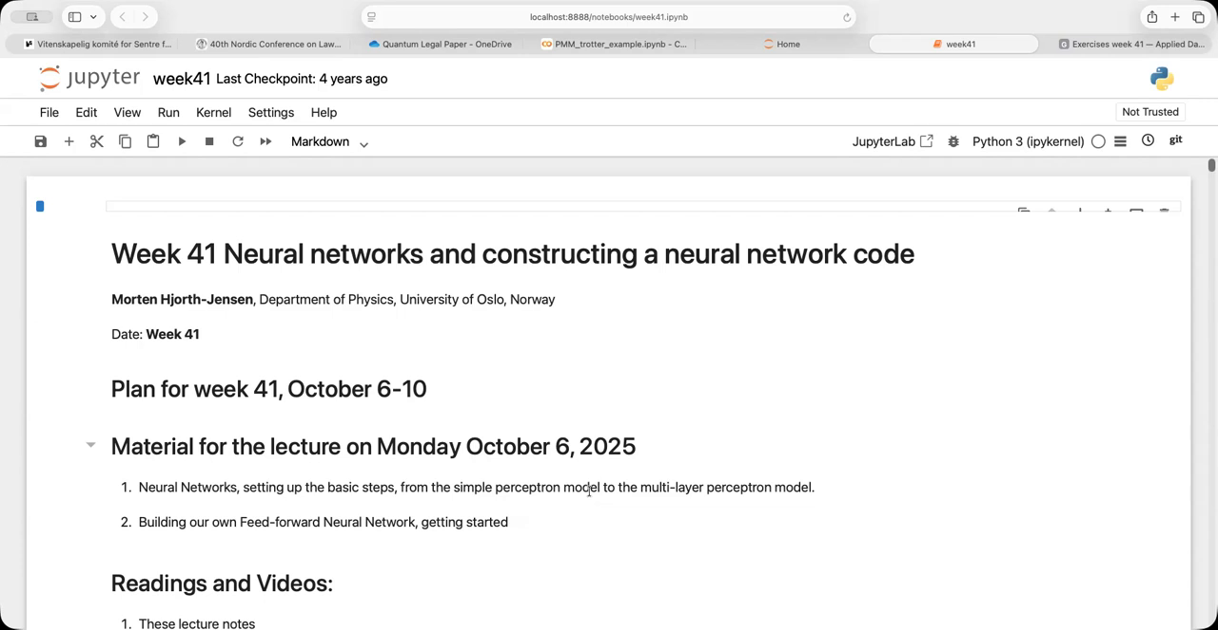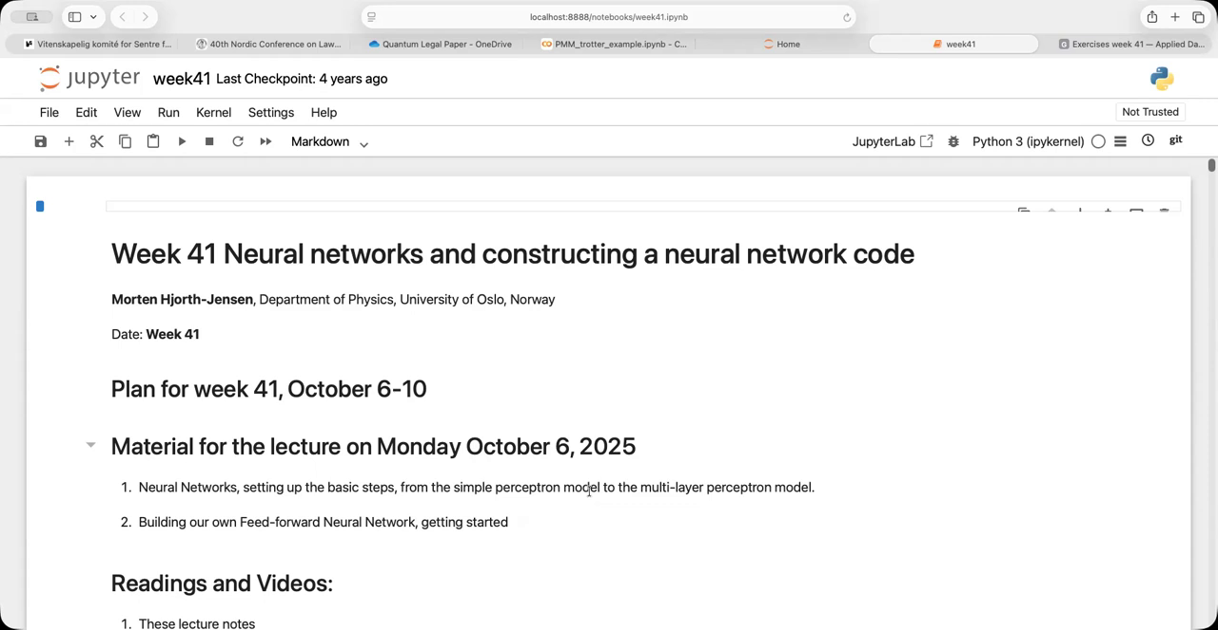for a neural network. And that's essentially the topic of project number 2. Now, project number 2 is something which we will present next week, but the exercises this week are the first step of setting up a neural network code. And we have some simple exercises which we hope can guide you through that.